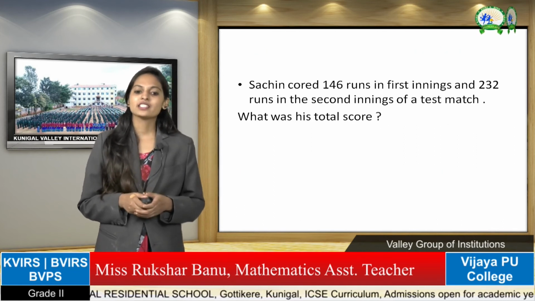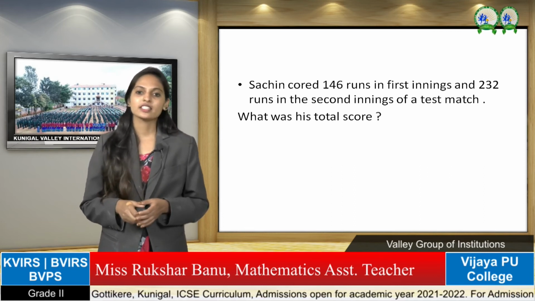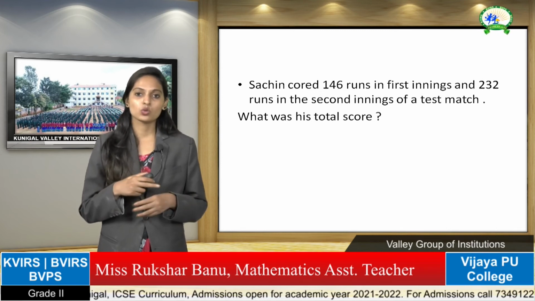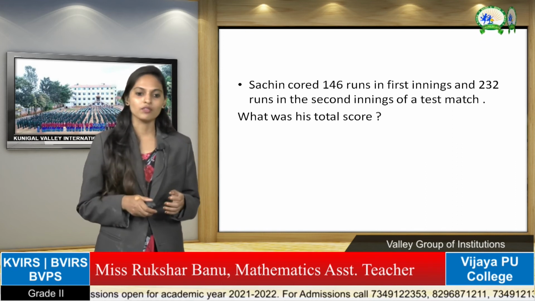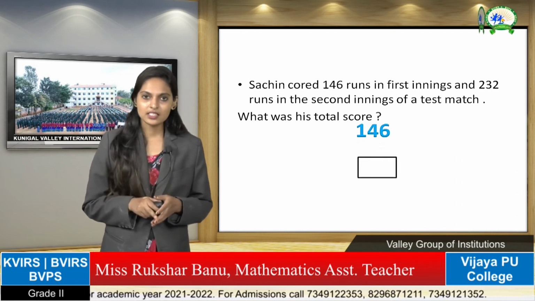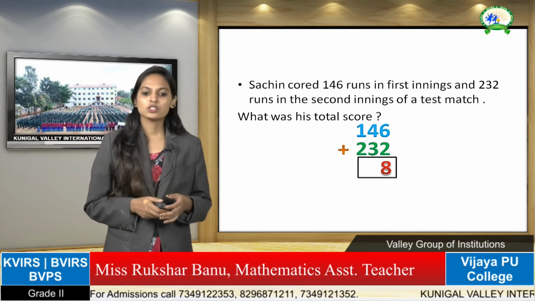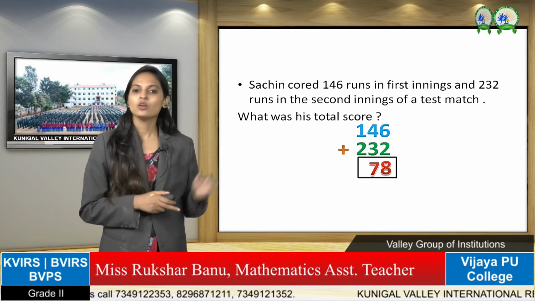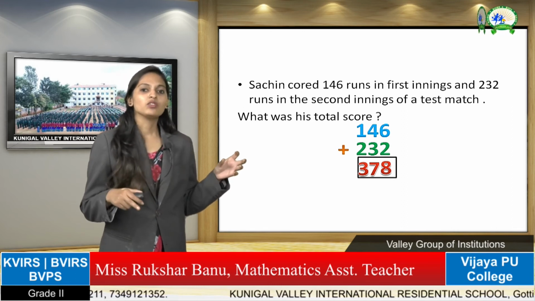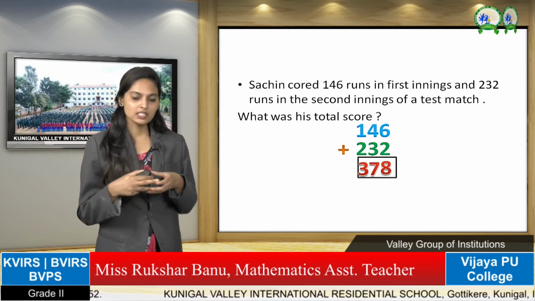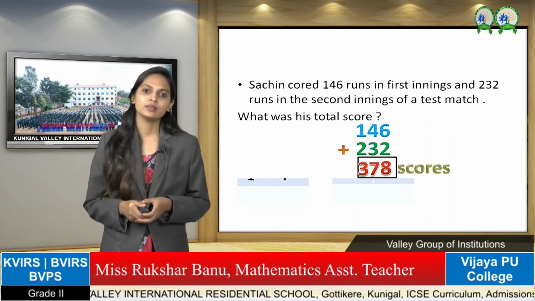Sachin scored 146 runs in the first innings and 232 runs in the second innings. So in this test, we have to count all the scores from the first innings and the second innings. First 146, next innings, second innings 232. So we have to add 6 plus 2, 8, 4 plus 3, 7, 1 plus 2, yes, 3. Okay children, so like this we'll count all the scores and we'll get 338. So like this we have to add the numbers, story problem.